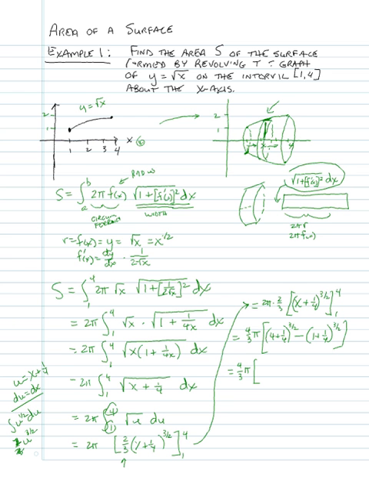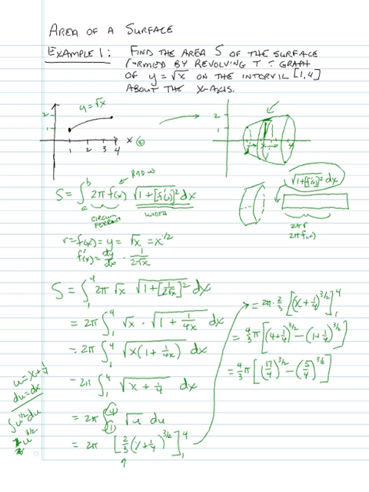4 plus 1/4 is 17/4. So here we actually have 17/4 to the power 3/2. And 1 plus 1/4, of course, is 5/4. So here we have 5/4 to the power 3/2.